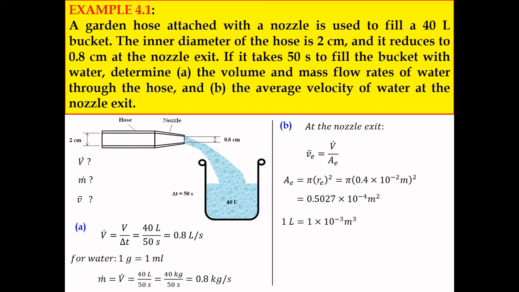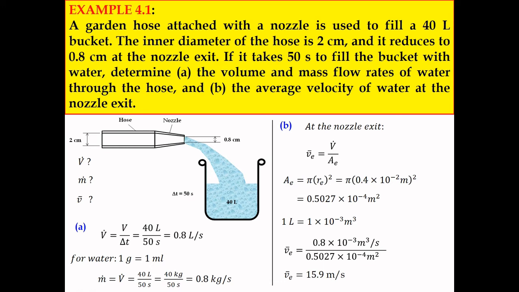1 liter equals 1 times 10 to the power of negative 3 meter cubed. So, substituting all the values, first we change the volume flow rate to meter cubed per second. Then we substitute the volume flow rate and the cross-section area at the nozzle exit into the equation for the average velocity. So we get the average velocity at the nozzle exit equal to 15.9 meters per second.